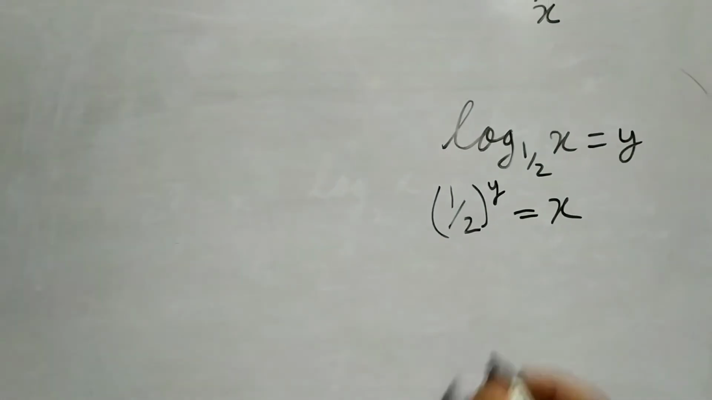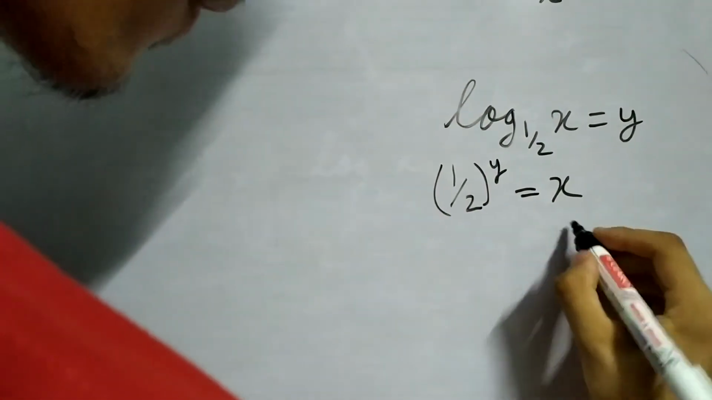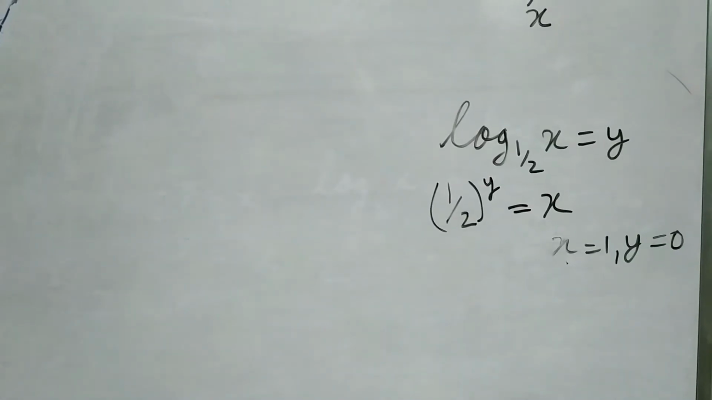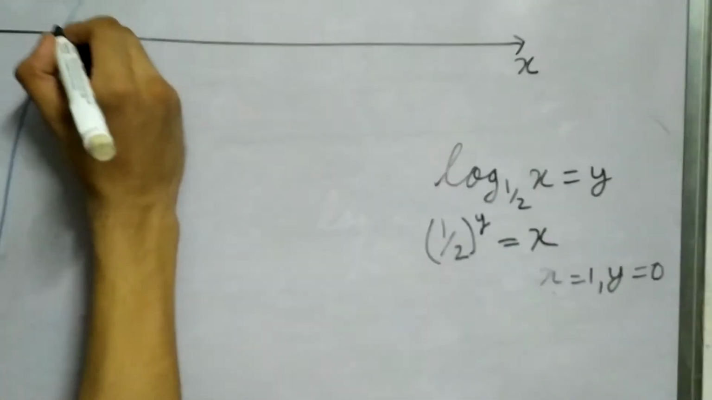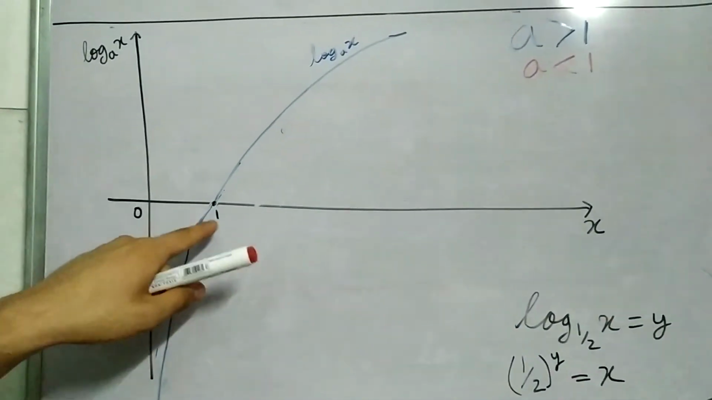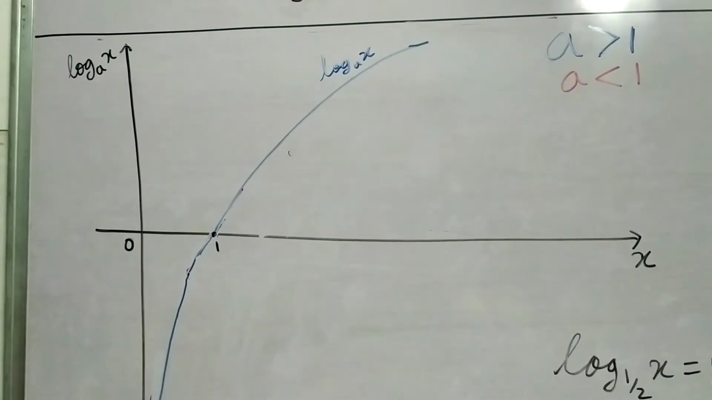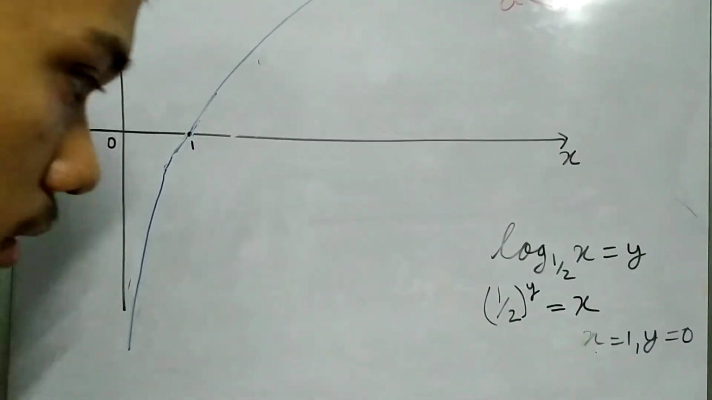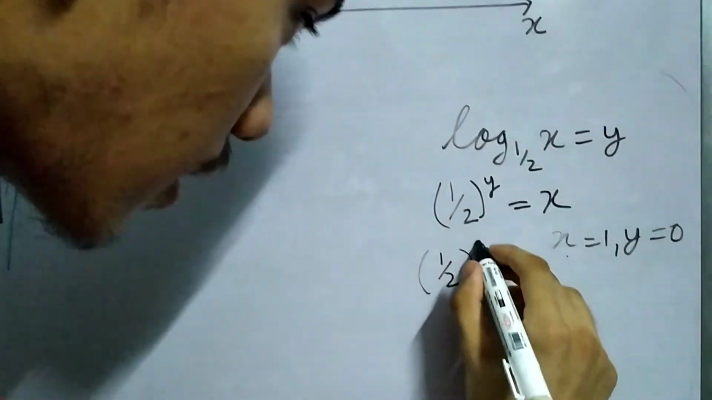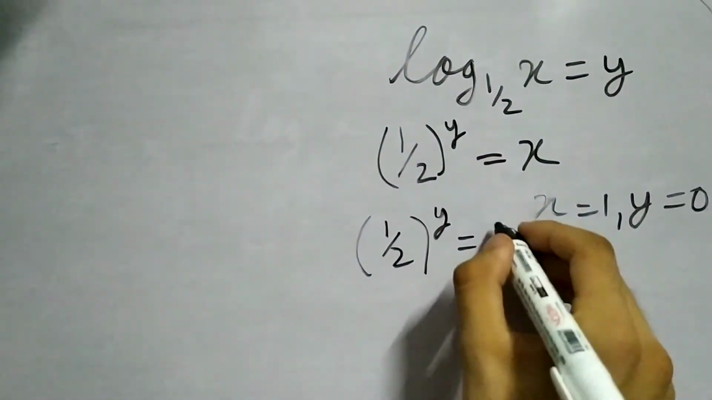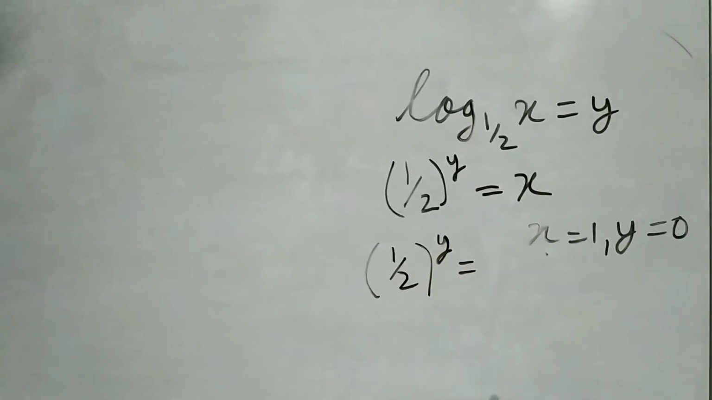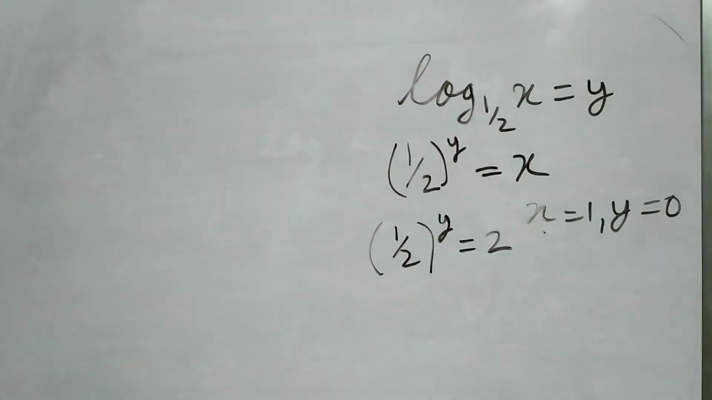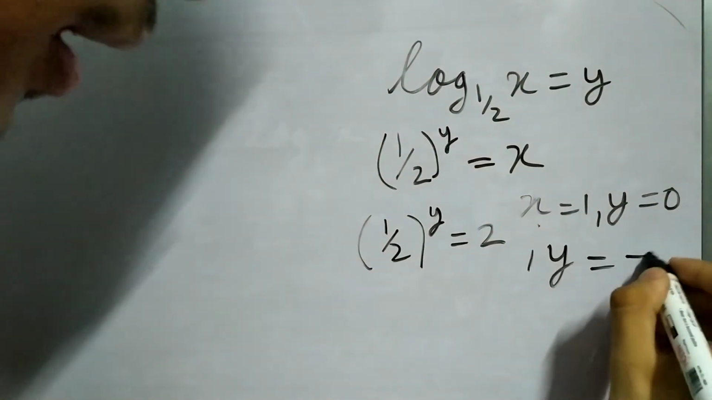One thing is clear: when x is equal to 1, y is equal to 0. That's true for any a, regardless of whether it is greater than 1 or between 0 and 1. So the red graph will also intersect the x-axis at (1, 0). Now let us vary x, increase or decrease, and see how this function behaves. First let's increase: x is equal to 1, y is equal to 0, we have done it. x is equal to 2, then y will be -1.